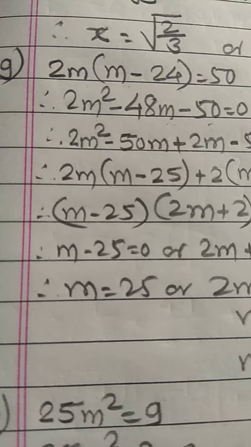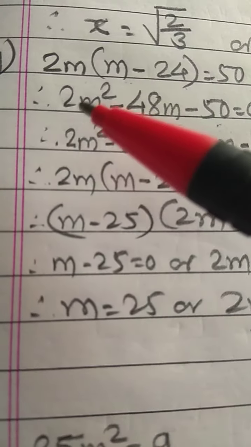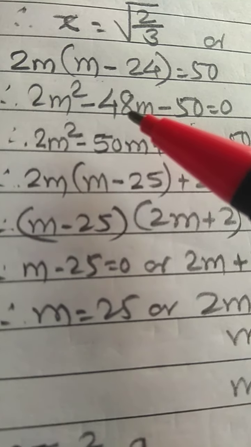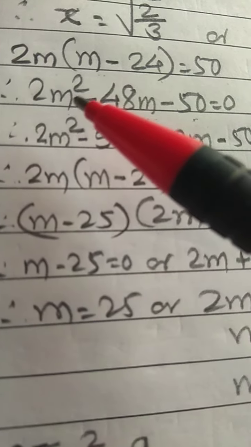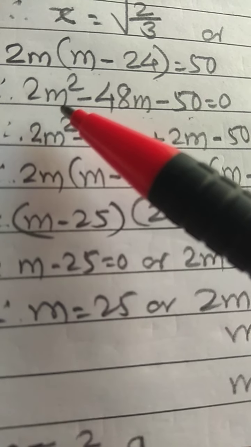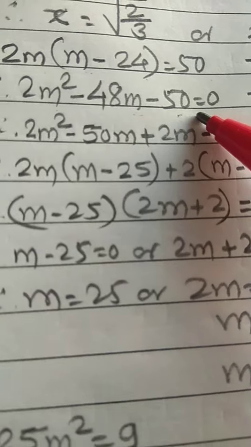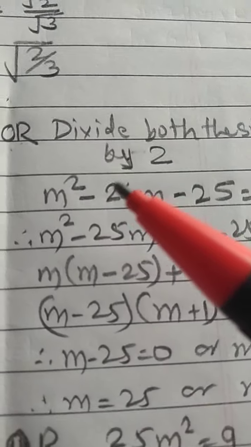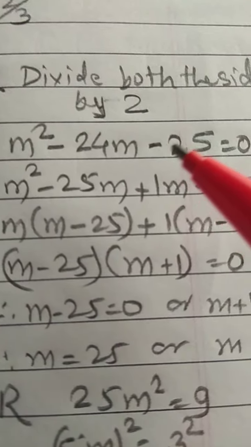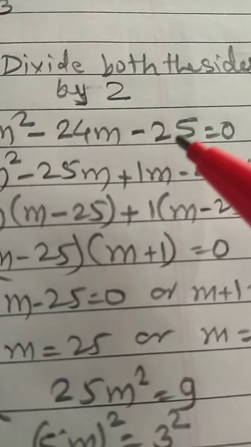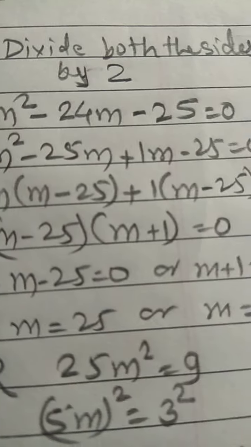This equation can be solved by another way also. From this second step we can take 2 common, or we can divide both the sides by 2. So the equation will reduce to m square minus 24m minus 25. See here, the second method I have given here, m square minus 24m minus 25. Now the product should be minus 25 and the addition should be minus 24.